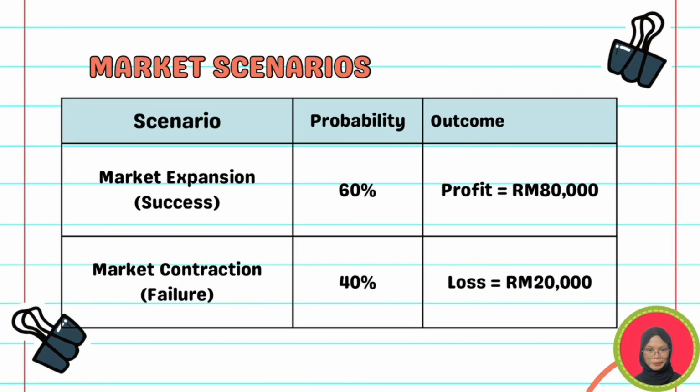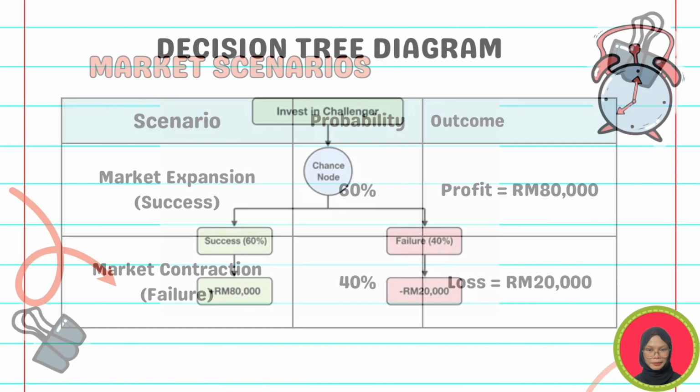Based on the case study, two possible market scenarios have been identified. The first scenario is market expansion, which represents a success outcome. The scenario has a probability of 90% and will result in a profit of 80,000 ringgit Malaysia. The second scenario is a market contraction, which represents a failure outcome. This scenario has a probability of 40% and will result in a loss of 20,000 ringgit Malaysia. These two scenarios form the basis of our risk analysis.